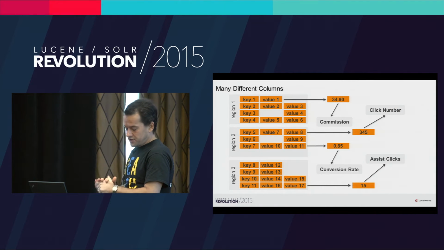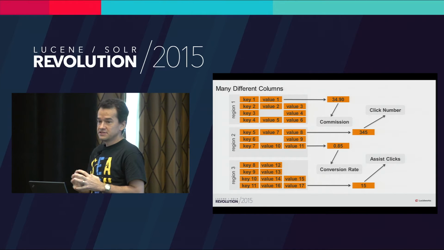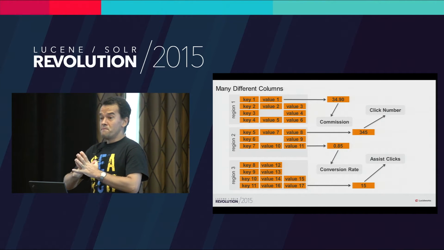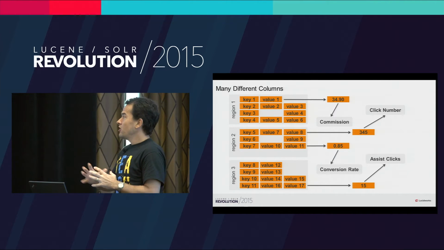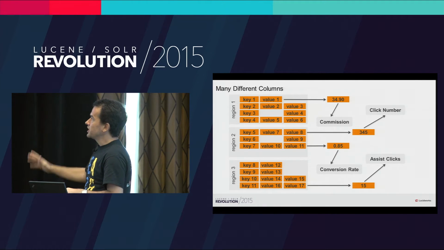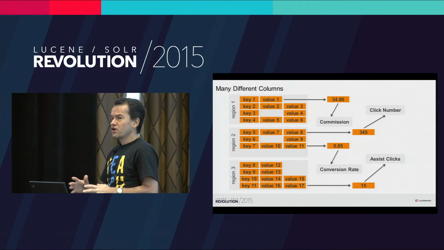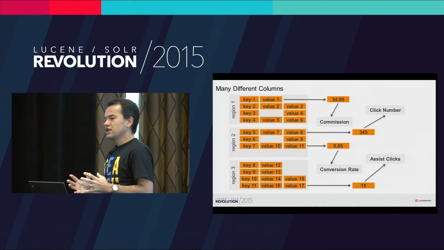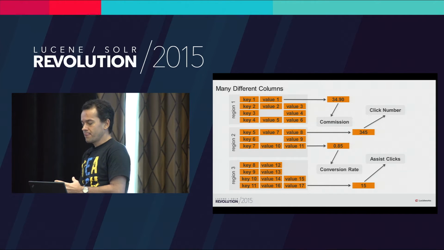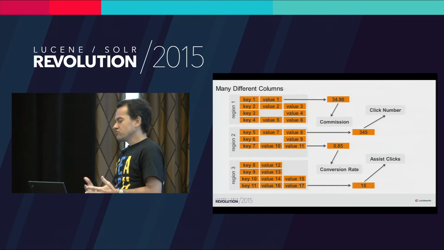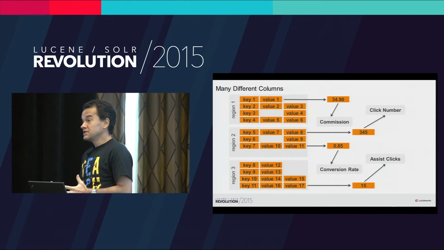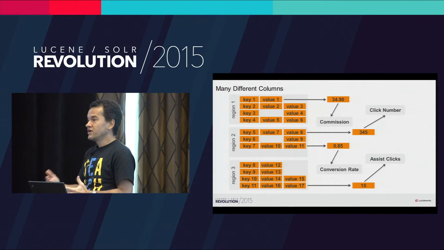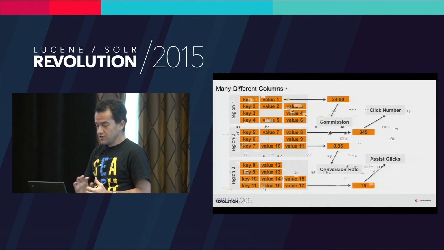What about different column families? Actually, you have a bunch of columns. You have assist clicks, conversion rates, click number, and so on. In our case, we have more than 100 different columns. And the challenge that you have is deciding in which column families you should save those columns. Because you have a couple of column families, and you have to decide what should be in which column family.